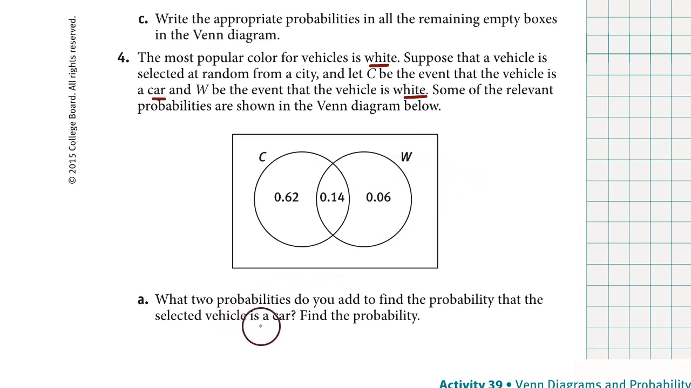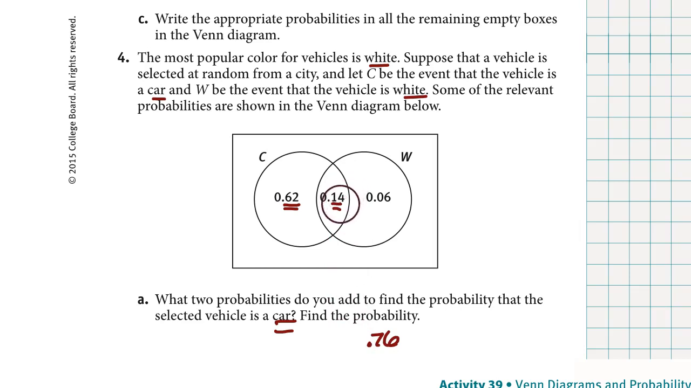Question A, what two probabilities do you add to find the probability that the selected vehicle is a car? So everything in the circle with the letter C by it. We would add the 0.62 and the 0.14. So that probability is 0.76, or 76%. There are many other probability questions that could be asked and answered based on this diagram. What is the probability that the car selected is white?